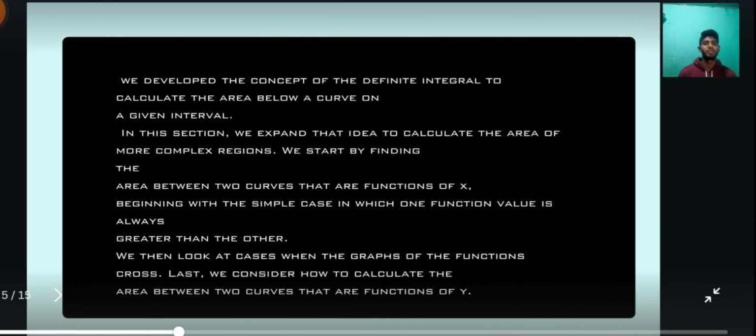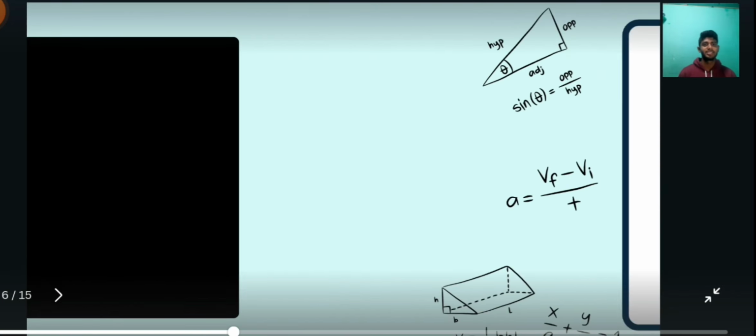We developed the concept of definite integral to calculate the area below a curve on a given interval. In this section, we expand the idea to calculate the area of more complex regions. We start by finding the area between two curves that are functions of x, beginning with a simple case in which one function value is always greater than the other. We then look at cases when the graphs of the functions cross. Last, we consider how to calculate the area between two curves that are functions of y. Means we are going to calculate the area of the curves lying on some axis. Now we can say like x-axis also.